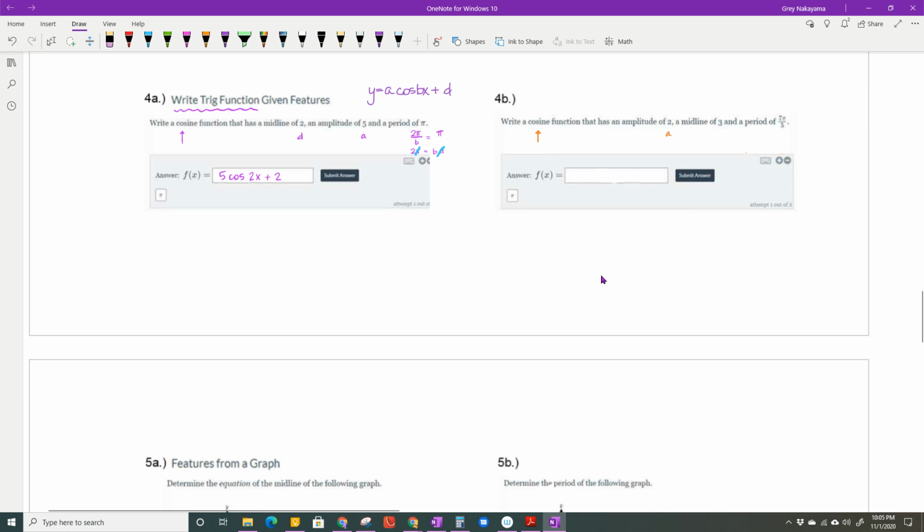My amplitude is a. Well, that's enough to say I'm going to have 2 times the cosine of something. My midline is 3. That's my d. That's going to be over here at the end. And my period is 7 pi over 5. So 2 pi over b equals 7 pi over 5.